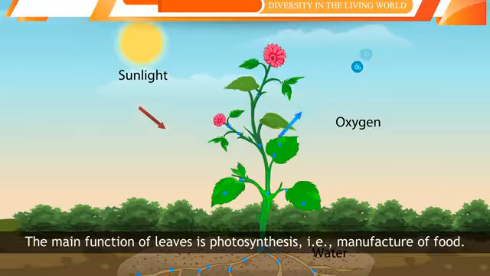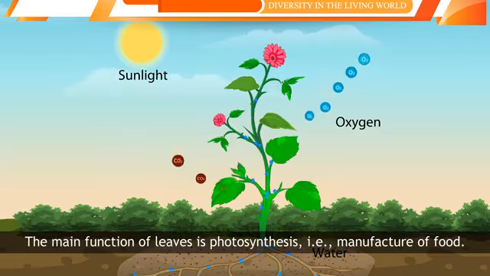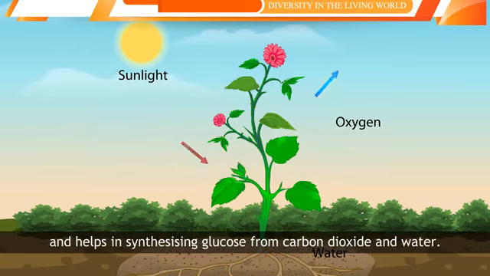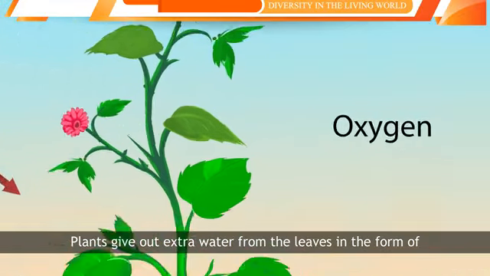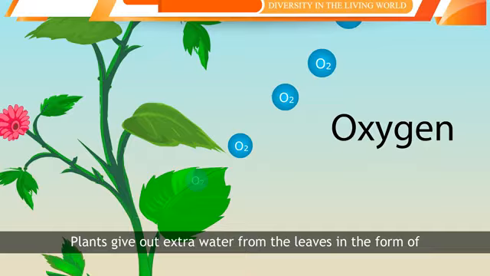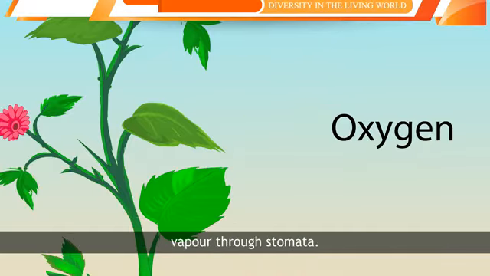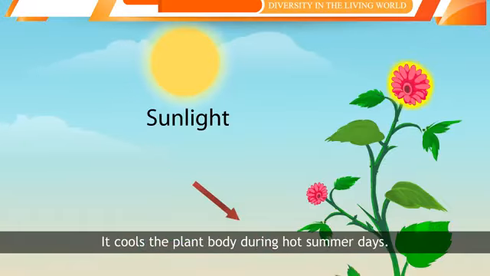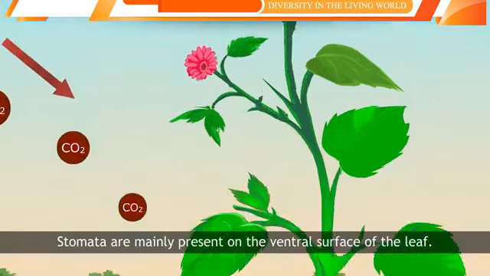Plants give out extra water from the leaves in the form of vapor through stomata. It cools the plant body during hot summer days. Stomata are mainly present on the ventral surface of the leaf. In some cases, leaves are modified to store food, as in the onion, or reduced to spines to minimize water loss, as in the cactus, or modified to trap insects, as in the pitcher plant.